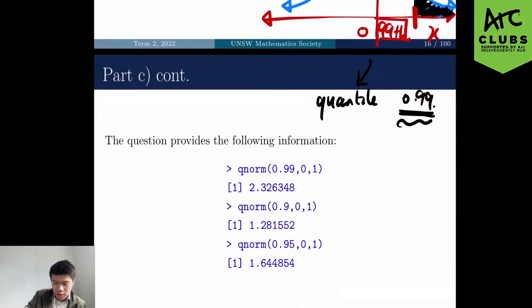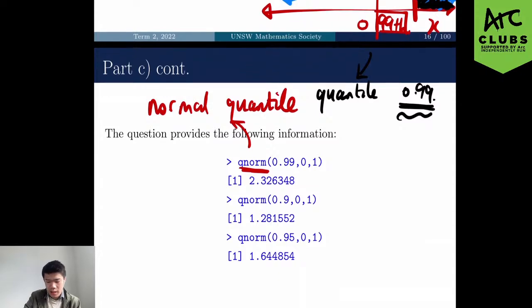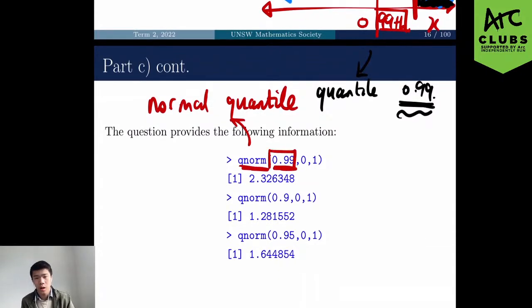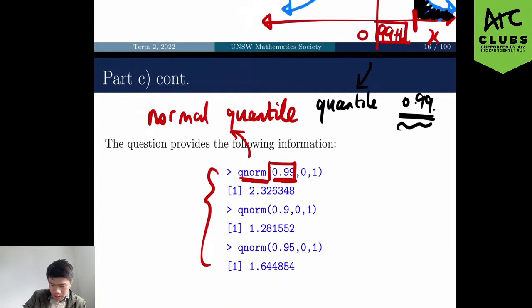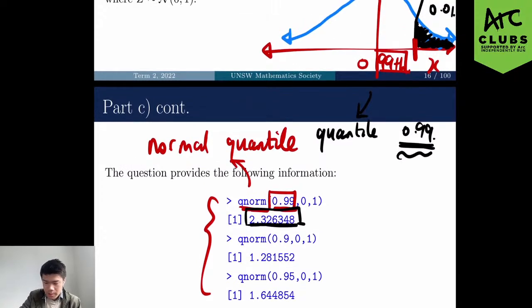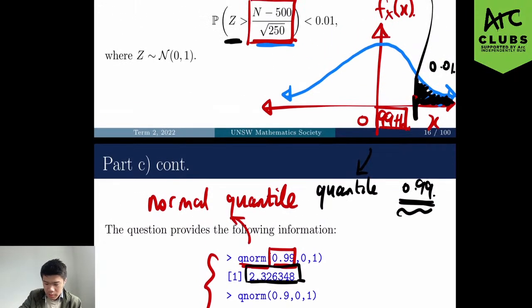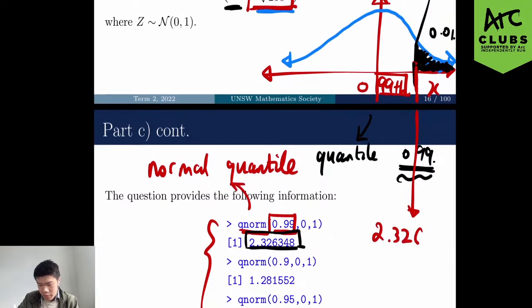So the question in this paper provides this information. qnorm is an R function. You don't need to know how to program using R, but you need to know how to read it. qnorm is just the normal quantile. So this is just saying the 99th percentile of the normal distribution. They give us a number of them, but it's a bit of a trick because we only need the first one, because we need it to be less than 0.01. So this is the number over here. We've solved for x. So I'll just write this out. This number over here is equal to 2.326348. Okay, fun, fun, fun.